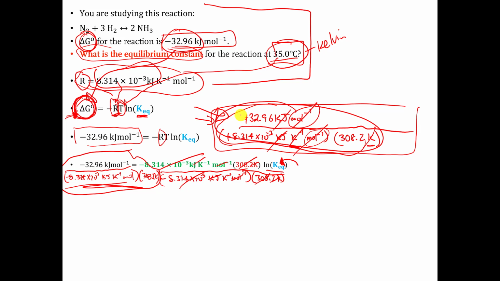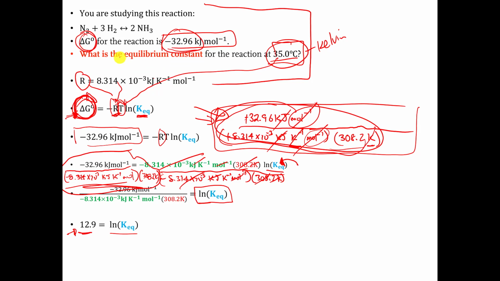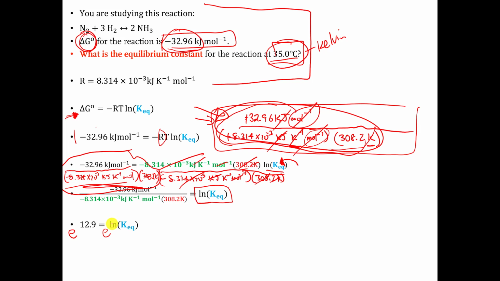If you do this division out, 32.96 kilojoules divided by 8.314 times 10 to the negative 3, also divided by 308.2, you get 12.9. So 12.9 is equal to the right side of this equation, which is the natural logarithm of the equilibrium constant. So we're almost there, right? The question says, what's the equilibrium constant? We've got that pesky natural logarithm that we need to get rid of, and the way that we get rid of natural logarithm, the inverse of the natural logarithm, is e to the whatever power. So if we raise both sides, we do e to both sides of the equation, then this natural logarithm will go away, and e will go away, and we'll just get K eq.